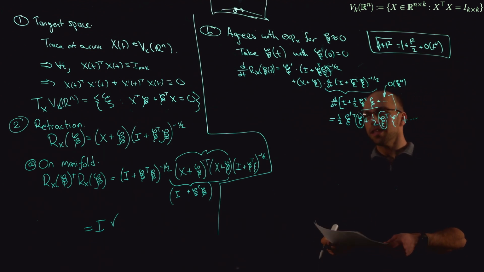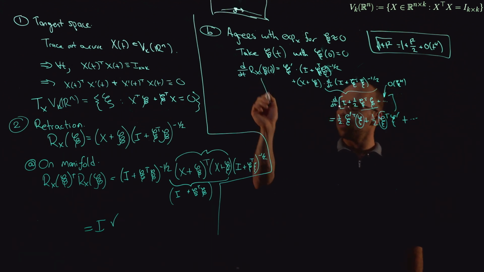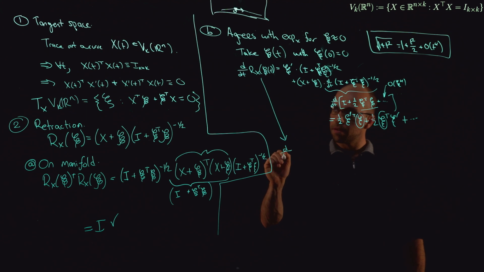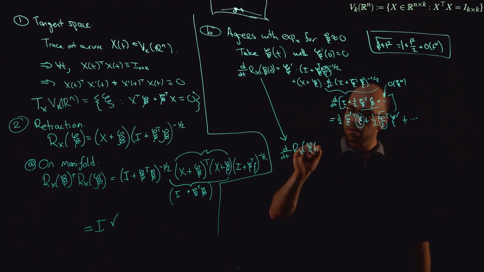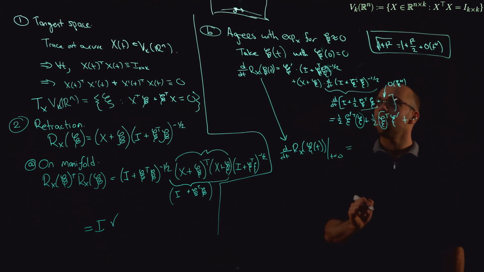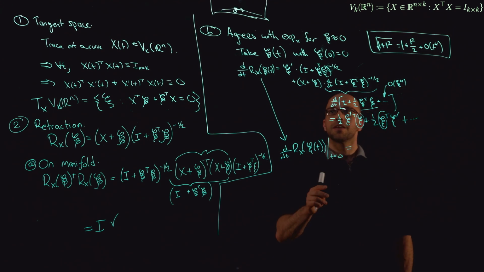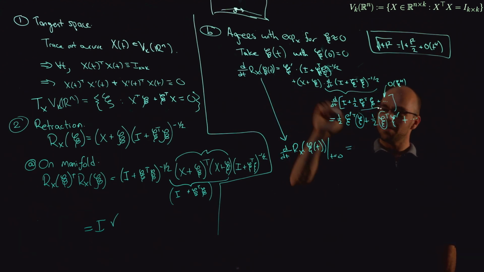So at the end of the day, if I put in t equals 0, like that, well, what am I going to get? Well, the first term, I'll get xi prime of 0. That's fine.